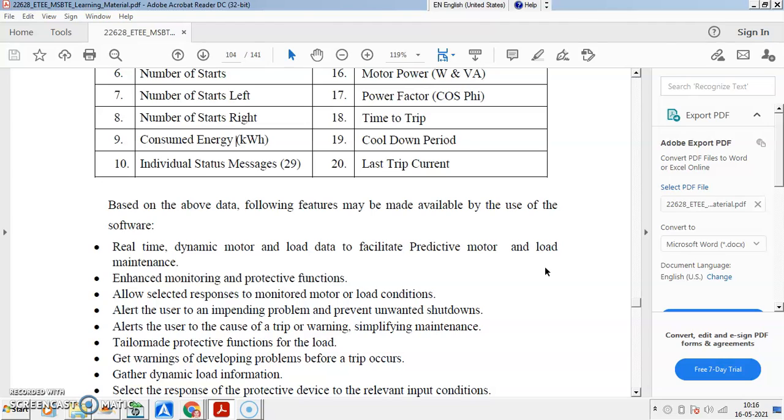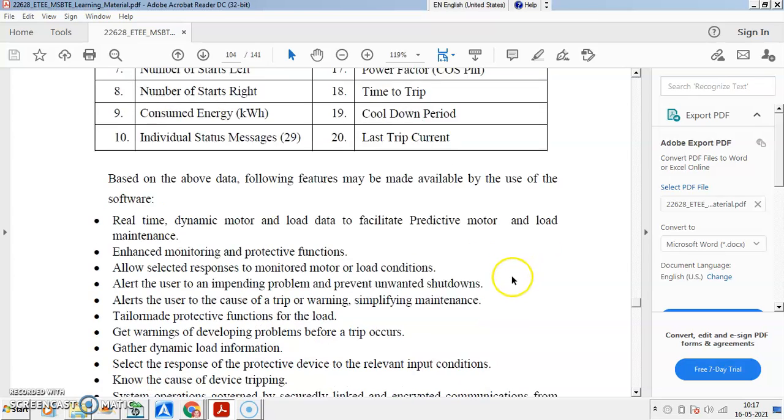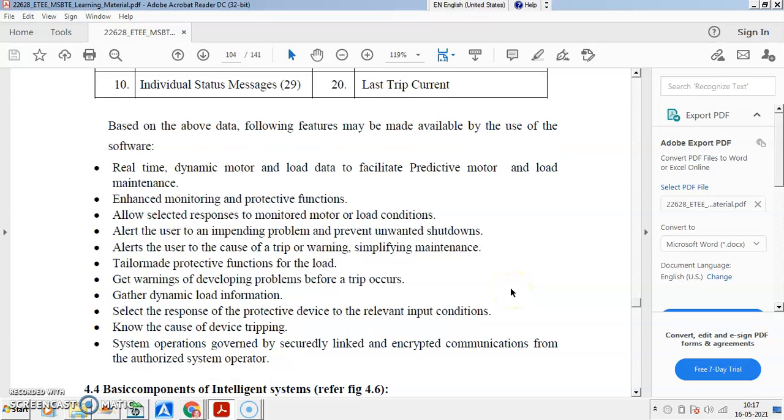फक्त एवढेच पॅरामीटर इनकॉर्पोरेट करून चालणार नाही, ते टाकले की पुढचे प्रॉब्लेम्स येतील. Then you have to analyze, then you have to again incorporate, then you have to develop new program, new app, new software, go ahead and go ahead. So that is continuous process. You may have get warning for the development, gathering dynamic information, static information. So all these, select response, relevant inputs, input conditions, feedback, percentage of feedback, output conditions, know the cause of device tripping.